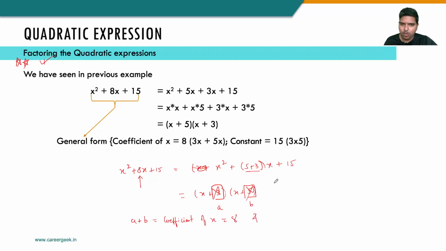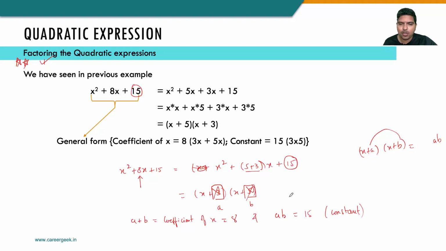And what is the other property? Now what is this? This is if I have a and b. Okay, so think of it like this. If I have x plus a multiplied by x plus b, what is the last term, the constant, going to be? It's going to be a into b. So the product of these two numbers should be equal to the constant given in the quadratic expression, which is 15.